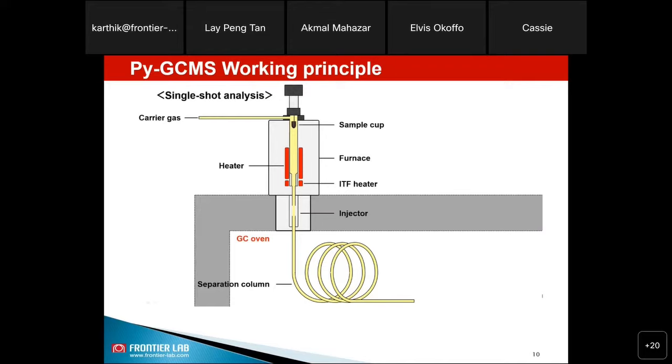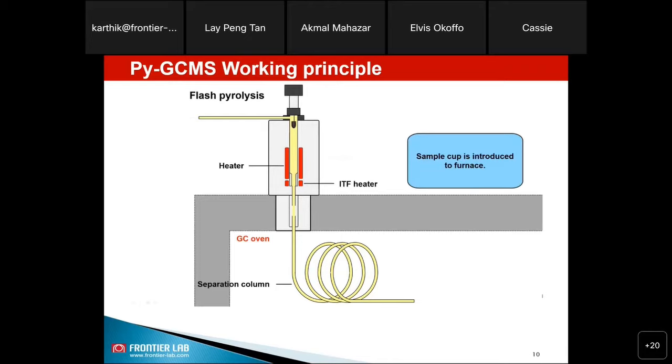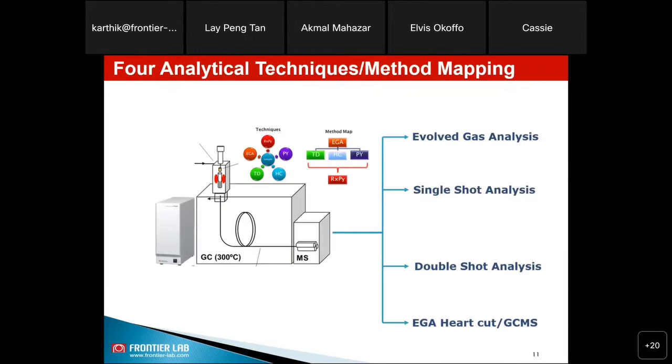So this microfurnace has different components. One is the sample introduction, followed by the furnace, then the interface, kind of a transfer line, then the GC column and detector. Okay. Our multi-shot pyrolyzer can be used for four different analytical techniques based on the objective of your analysis.